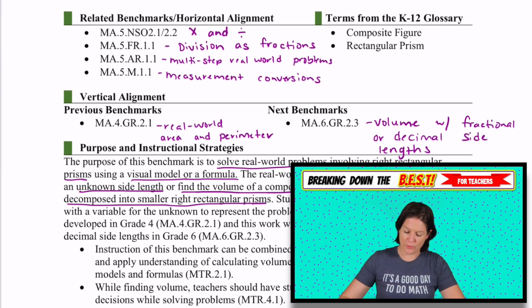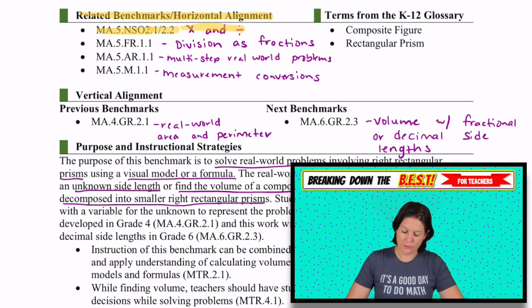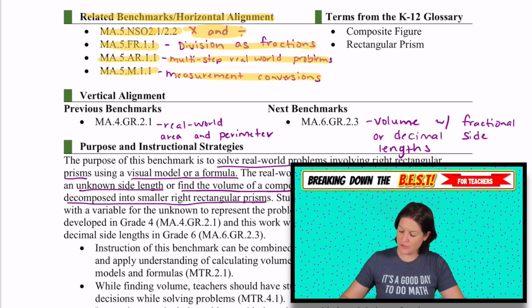So let's see, what related benchmarks do we have? In 5th grade, we have 5.NSO.2.1 and 2.2. These are our multiplication and division standards in 5th grade. We also have 5.FR.1.1, division as fractions. And I'm not quite sure why that one is an example here, because we're using whole number lengths. So I'm not sure. For 5.AR.1.1, we have multi-step real-world problems, and also 5.M.1.1, measurement conversions. I'm not sure why these two were not included, but we can write them down.